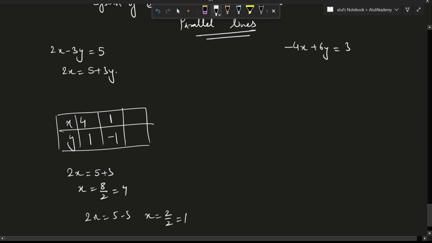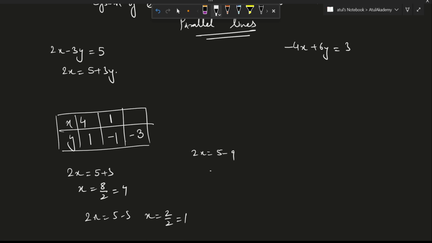I think you will get the line from there. Any other point you want to keep? I can try 3 also, or minus 3. Let's say y as minus 3, it will be minus 9. So 2x equals 5 minus 9, which is minus 4, so x will be minus 2. You can try this also here. Fine. Now let's move to the next one.